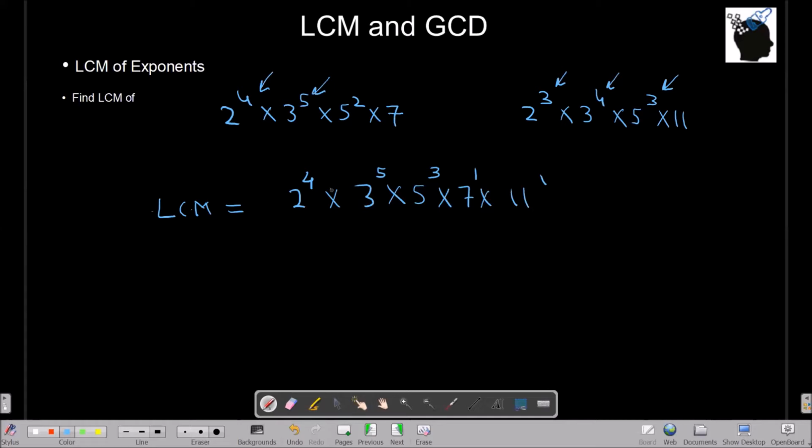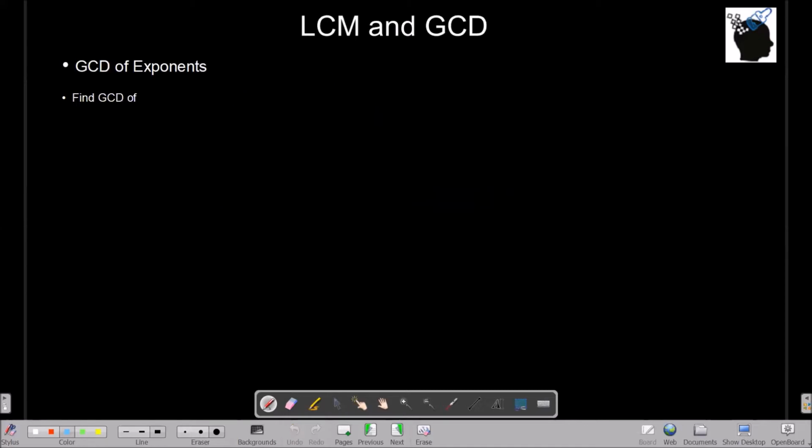Now let's see how can we find GCD of two exponents. Let's take the same numbers. So the numbers are 2 raised to 4 multiplied by 3 raised to 5 multiplied by 5 square multiplied by 7 and 2 raised to 3 multiplied by 3 raised to 4 multiplied by 5 cube multiplied by 11.